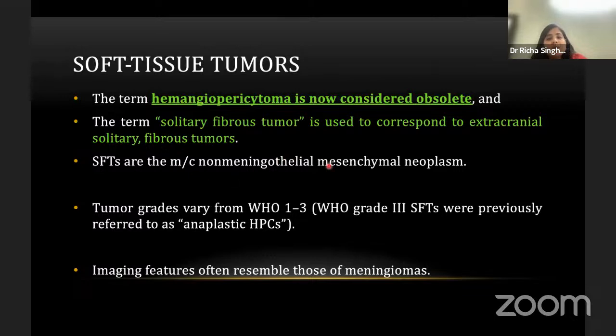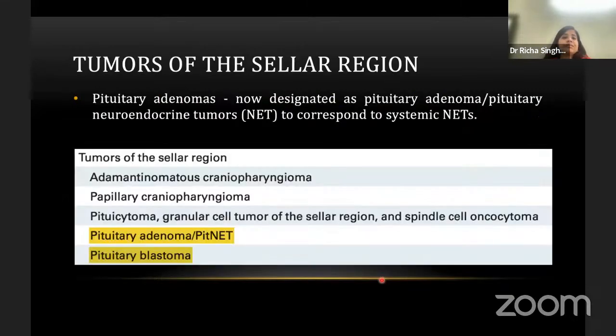So they are the most common non-meningothelial mesenchymal neoplasms. They can be graded from grade 1 to grade 3. The terms hemangiopericytoma and anaplastic hemangiopericytoma are all omitted, and the imaging features are largely that of meningiomas in these lesions. Now, in the tumors of the sellar region, not much change again is there.